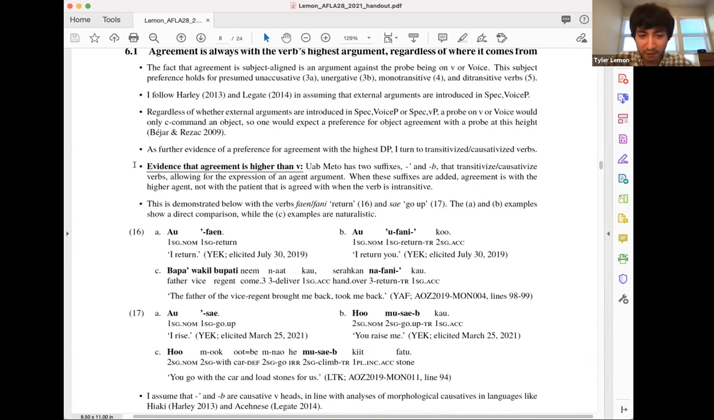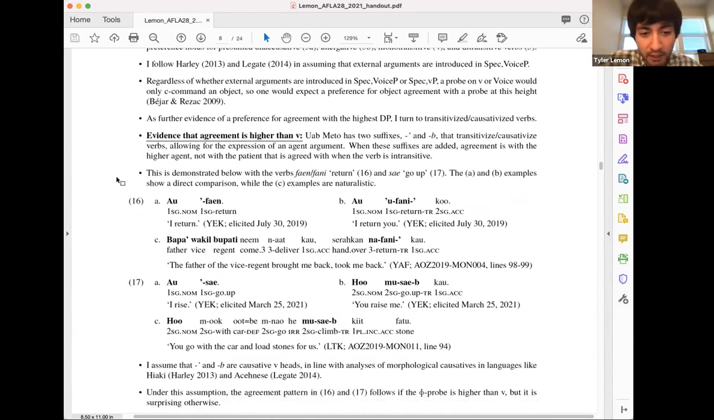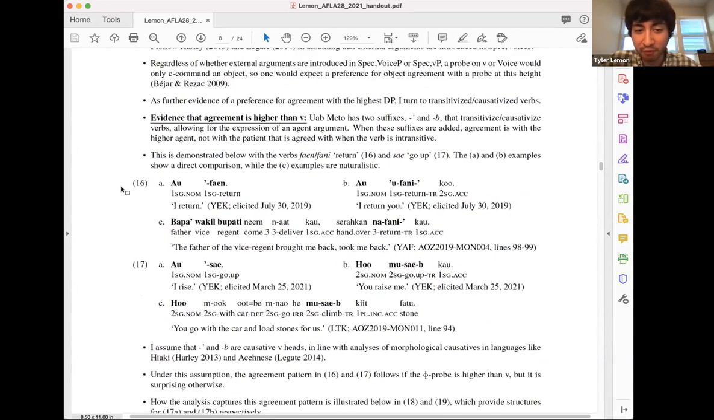As further evidence for this preference for agreement with the highest DP, I'm turning now to transitivized or causativized verbs, which are evidence that agreement is higher than little v. Uab Meto has two suffixes, glottal stop and ba, that I mentioned before, that transitivize verbs and allow for the expression of an agent argument. When these suffixes are added, agreement is with the higher agent and not with the patient that's agreed with when the verb is intransitive.